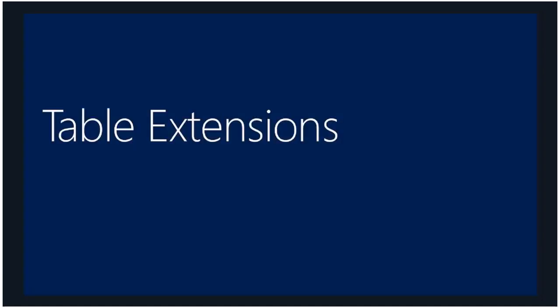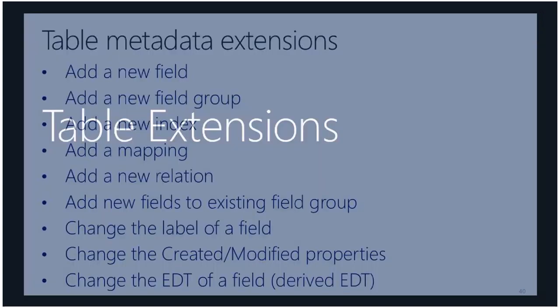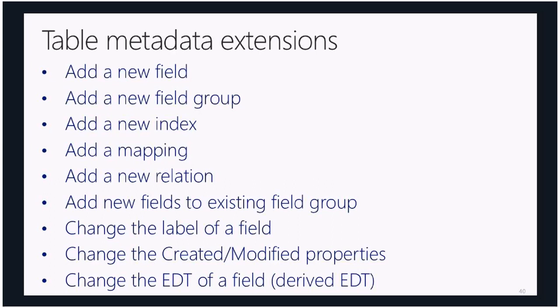A core part of any solution is data, so it's important that we provide the ability to extend tables in Dynamics 365. Let's walk through some of the options available for table extensions. As with forms, much of what we support from a metadata perspective is additive. We can add new fields, new indexes, new relations, even new fields to an existing field group. In terms of changing the table metadata itself, we can change the label of a field, change if the created or modified fields are included, and change the EDT of a field, but only to a derived EDT of the base type. Essentially, you can make the field more specific, not entirely change the data model.